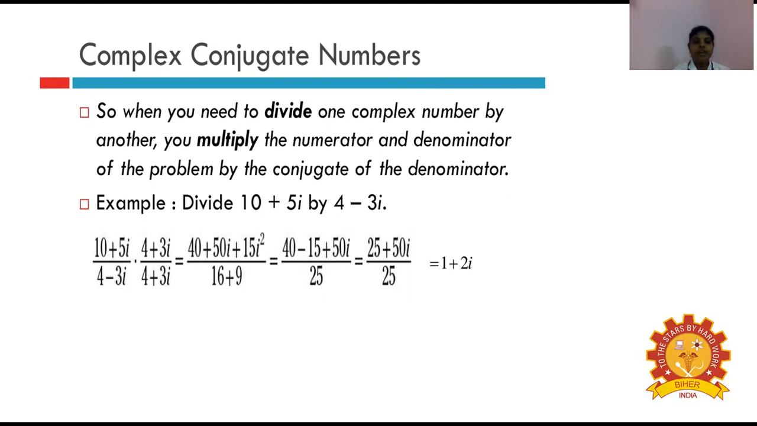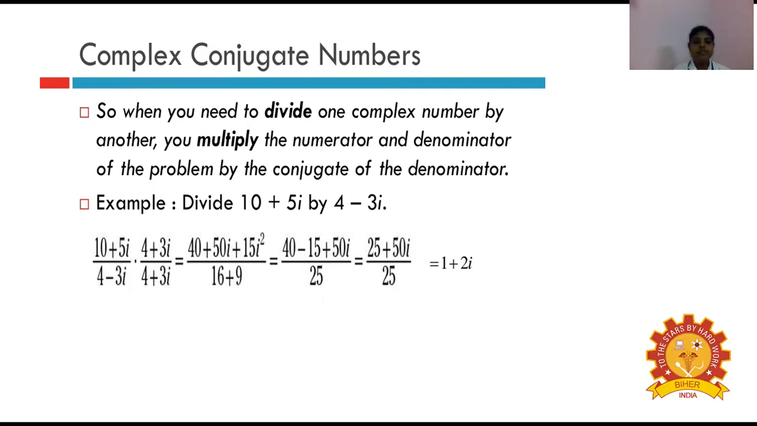10 plus 5i divided by 4 minus 3i. Here the denominator term is 4 minus 3i. Conjugate of denominator term is 4 plus 3i. So we can multiply 4 plus 3i to both numerator and denominator.